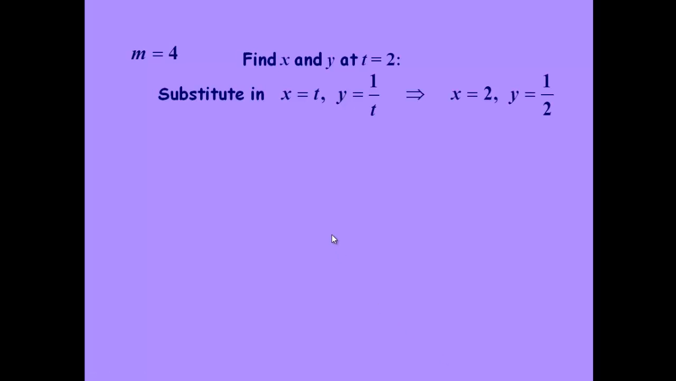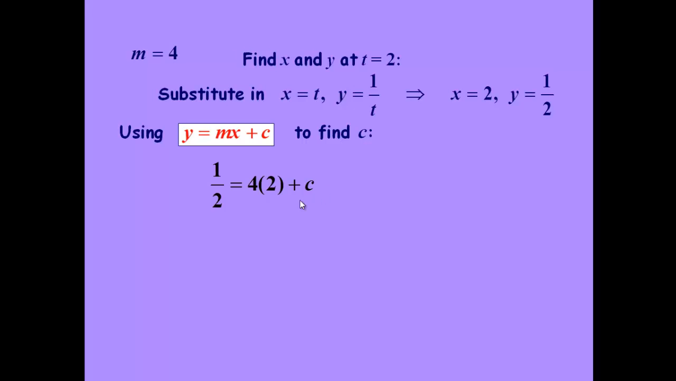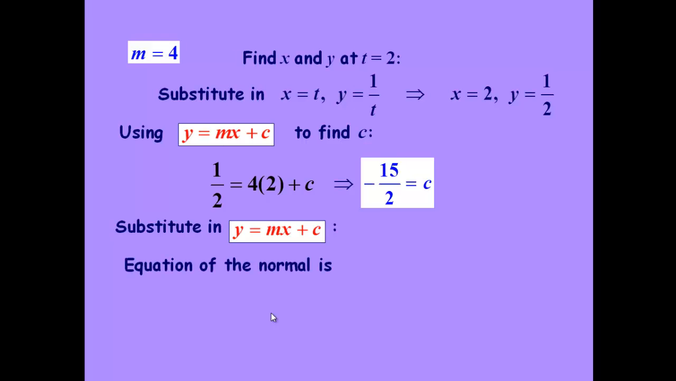Again, find the x and the y values. Just put t equals 2 into your equation for x and your equation for y. Then using y equals mx plus c, we've got our y value, our x value and our m value, which enables us to get our c value. Put that back into y equals mx plus c with our general y and our general x, and we end up with an equation of the normal that looks like that. Multiply by 2 and we get the equation that we were aiming at.